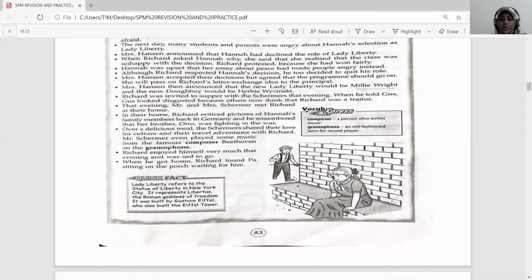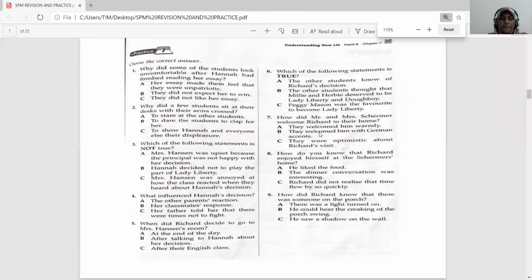Okay, let's look into the questions. All right, look at number one. You read and then you give me the answer. Okay, what will be your answer? Number one. Yes, the answer for number one is B. Okay, they did not expect her to win. It's supposed to be B. Okay, it's not that they did not like her essay. Her essay is about peace, alright. It was good, and Mrs. Hanson likes it very much. But they did not expect her to win. They thought that somebody else could win the competition.